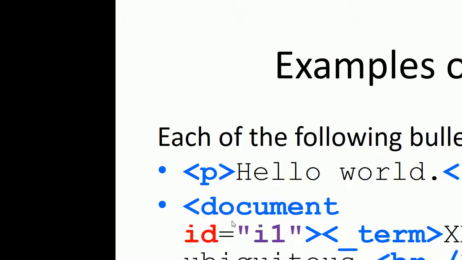Examples of elements. This first bullet, hello world, this whole thing, not just the start tag, not just the end tag, but the start tag and the text and the end tag, this whole thing is considered an element. And the second bullet, document with attribute and some sub elements and an empty element and a bunch of text, terminated by the end tag. This whole thing is one element. And then, of course, there's an empty element. In this case, it's an empty element with no content, but it does have attributes.